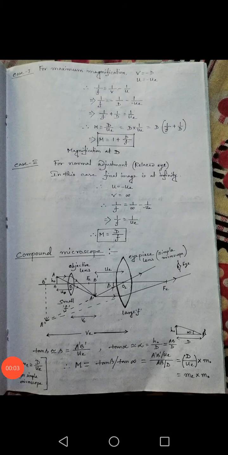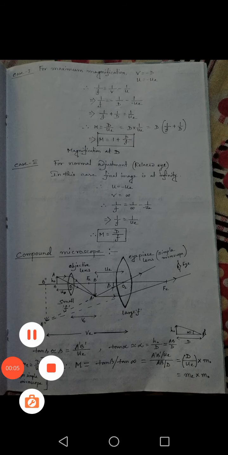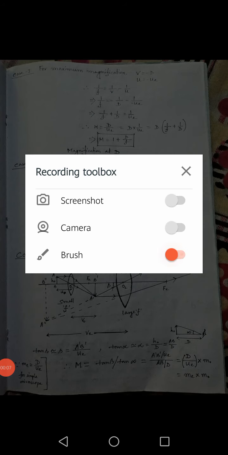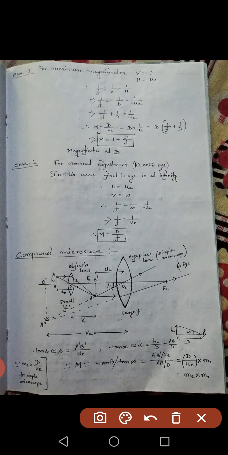Okay, so we got this expression for case 1. We substituted the value of 1 by ue in this equation, and we got this value. You can see that this d and this d will get cancelled, so there will be only 1 plus d by f. This is the expression for magnification when the image is at the least distance of distinct vision, or in other words, this is the maximum magnification.